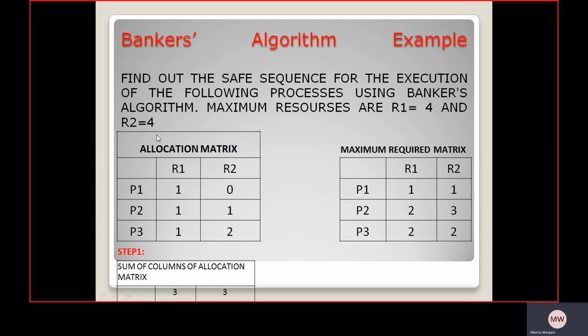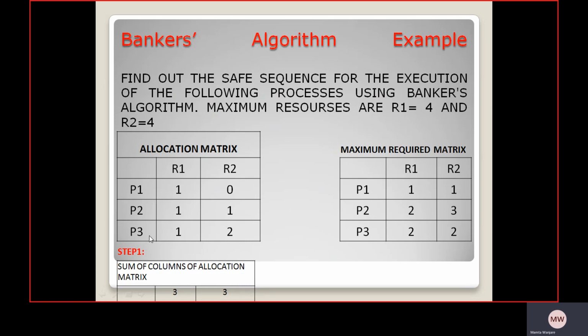One example is also mentioned here. Find out the safe sequence for the execution of the following processes using the Banker's algorithm. Maximum resources are R1 equal to 4 and R2 equal to 4. The allocation matrix and maximum required matrix are given for P1, P2, P3.